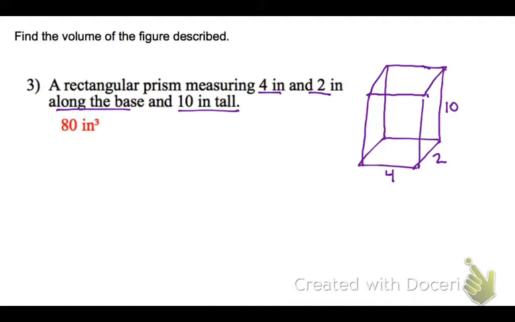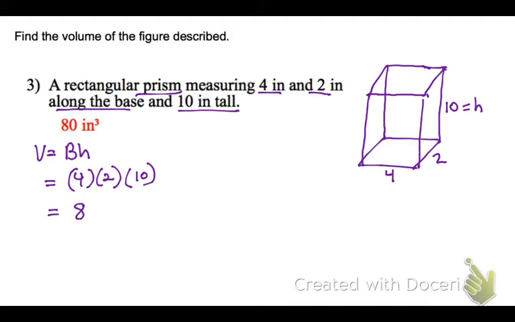So our volume of a prism is base times height. Our base is equal to 4 times 2. Our height is equal to 10. And this is going to be equal to 80. It's pretty easy, certainly after the ones you've just been through.